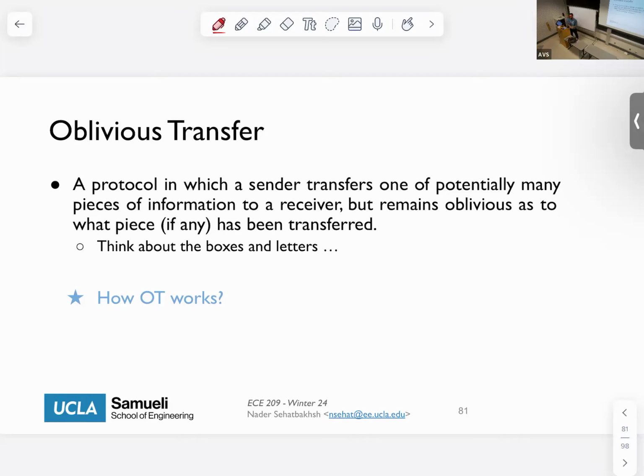I transfer something to you. I transfer one of these balls to you. You pick only one of them. You never see the other one. I also didn't know which one you picked. So this is a very interesting and very, very cool application in cryptography.